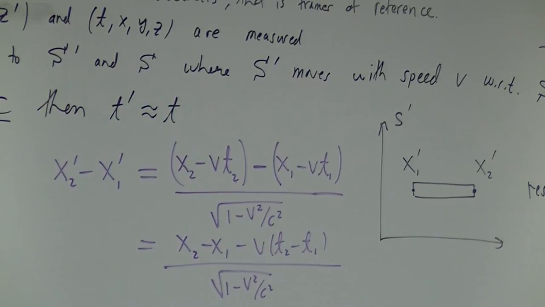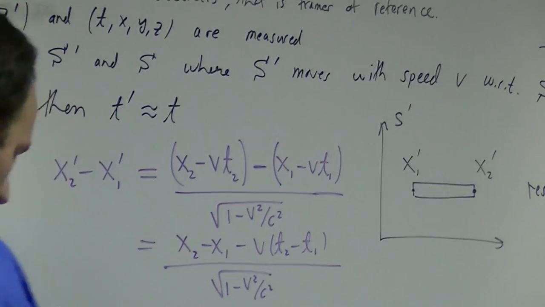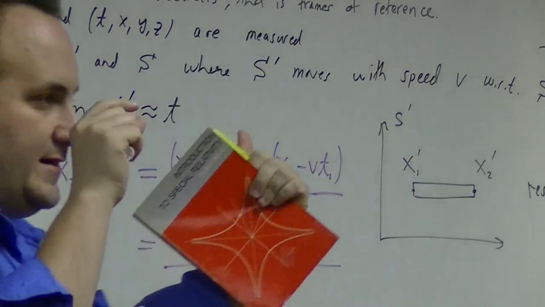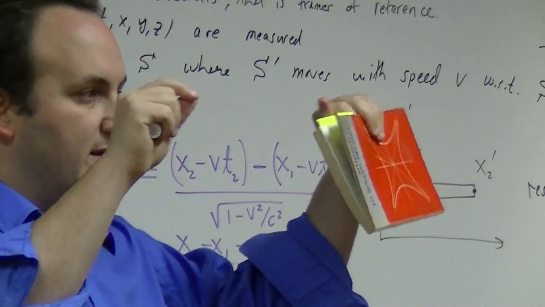Now, he says the length of the rod in S prime is simply the distance between the points x2 and x1 of the moving rod measured at the same instant in that frame, right? So if the rod is moving and we're going to measure its length in S prime, we do it at what? t1 equals t2.